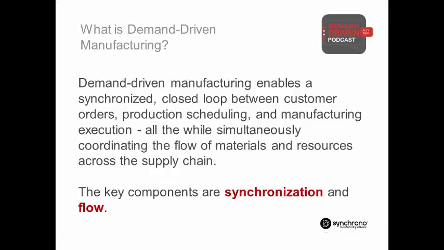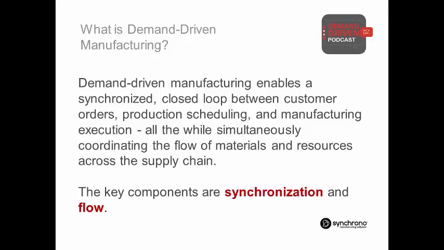Great. Let's get into it a little bit here and just level set for our audience our definition of demand-driven manufacturing. So when we refer to demand-driven manufacturing, we're talking about a synchronized closed loop between customer orders, production scheduling, and manufacturing execution, all while synchronizing the flow of materials and resources across the supply chain. The key elements, John, are synchronization and flow, correct?